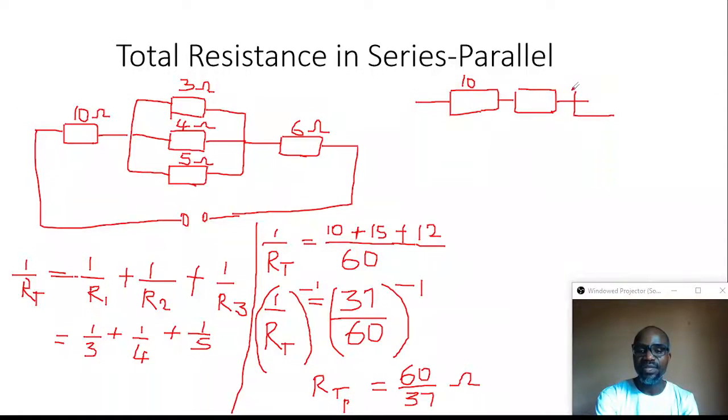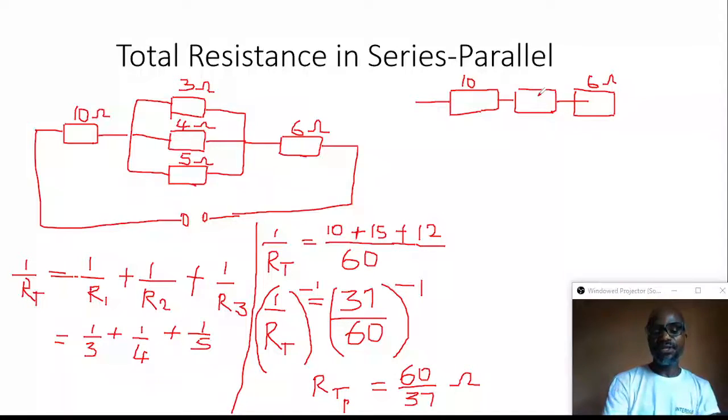Okay, this is a resistor of 6 ohms. So we just put it there, 6 ohms, right? Good. Then the one we found, look at the one we found, is going to be that way. I'm going to leave it that way, right? We leave it that way. It becomes 60 all over 37.